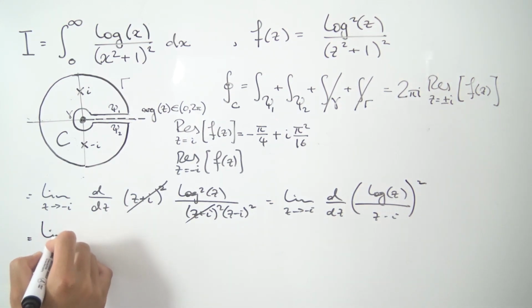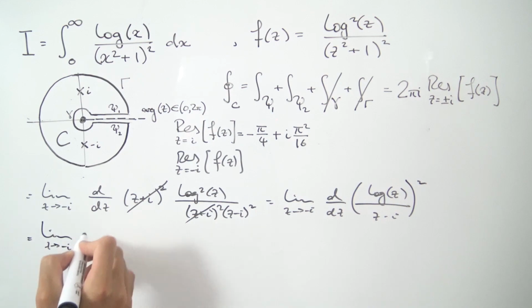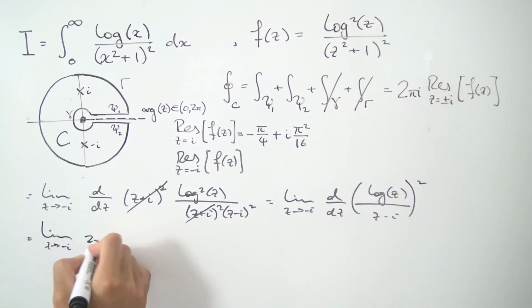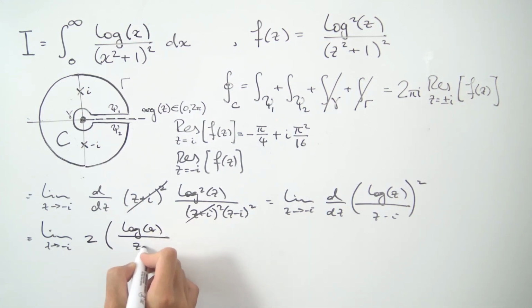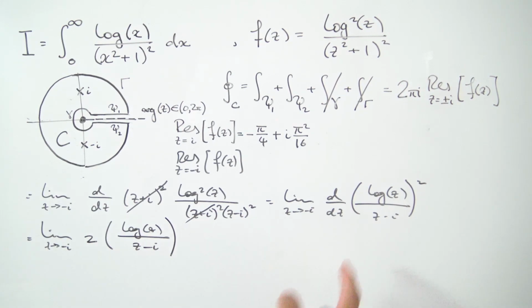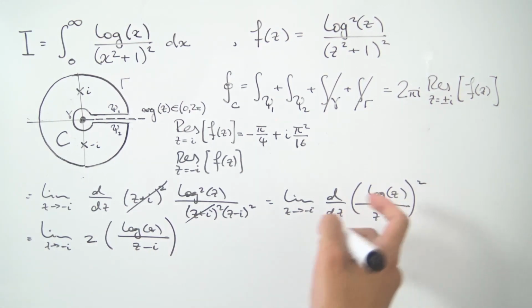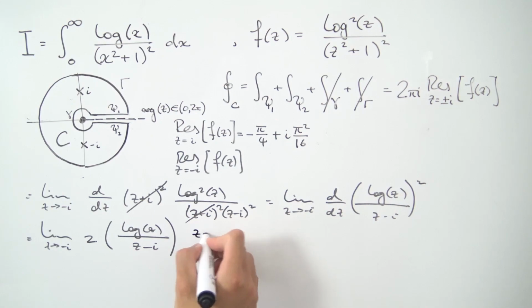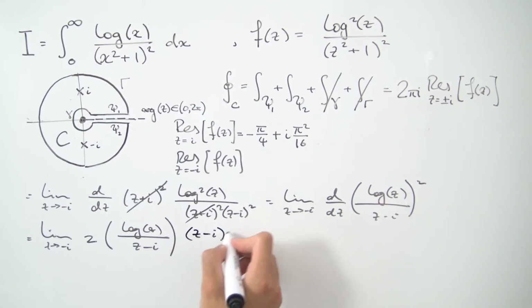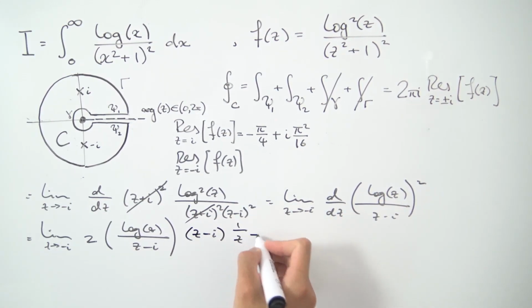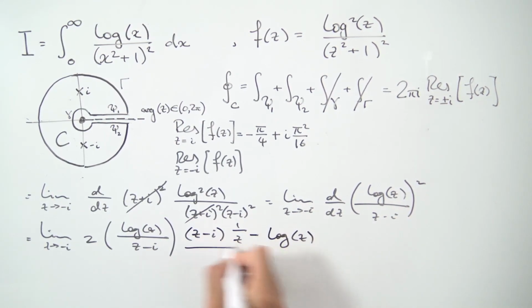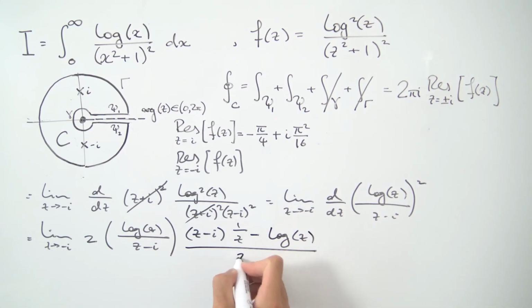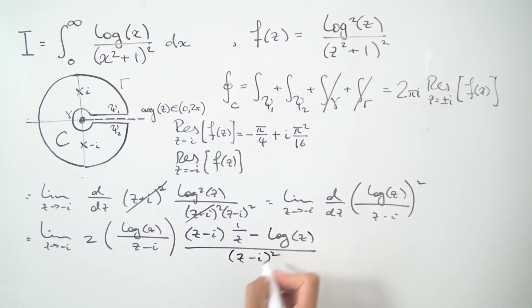So this is the limit as z approaches minus i of 2 times the logarithm of z divided by z minus i. So that's the outside derivative. Now we multiply by the inside derivative. And that's going to be, well, this is quotient rule, so we're going to take v times u dash, which is 1 over z. Then we have minus uv dash, so that's just going to be log of z. And we divide by z minus i, but the whole thing squared.